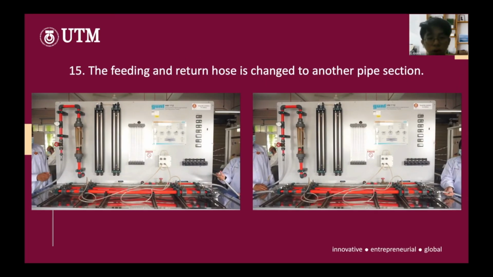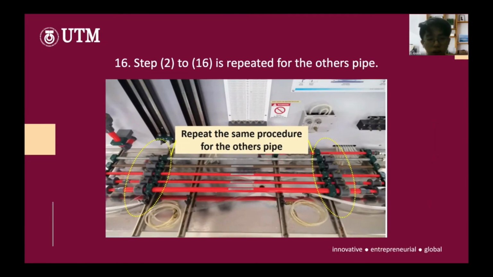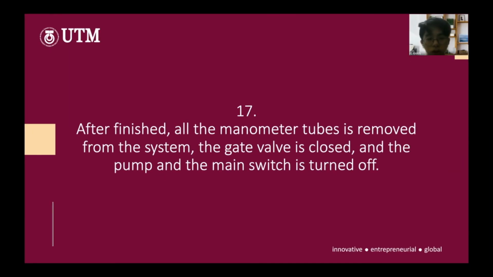Now the feeding and return hose is changed to another pipe station. So for step 2 until step 16, the steps are repeated for the other pipe. After finishing, all the manometer tubes are removed from the system, the gate valve is closed, the pump and the main switch are turned off.